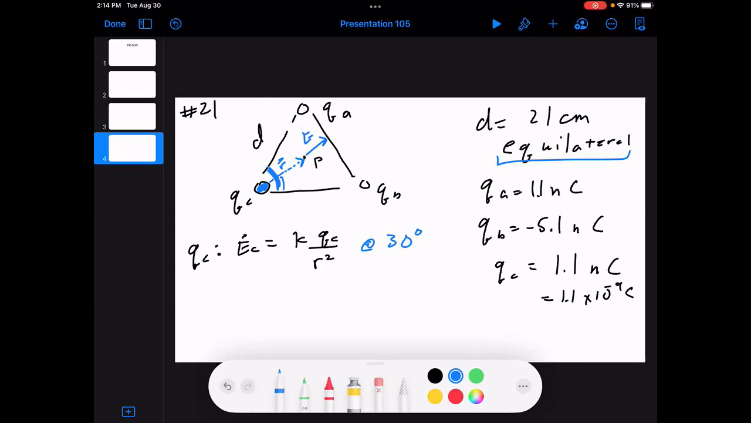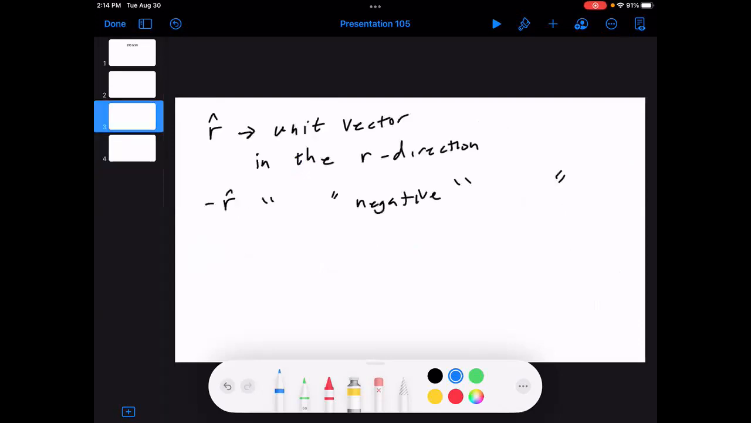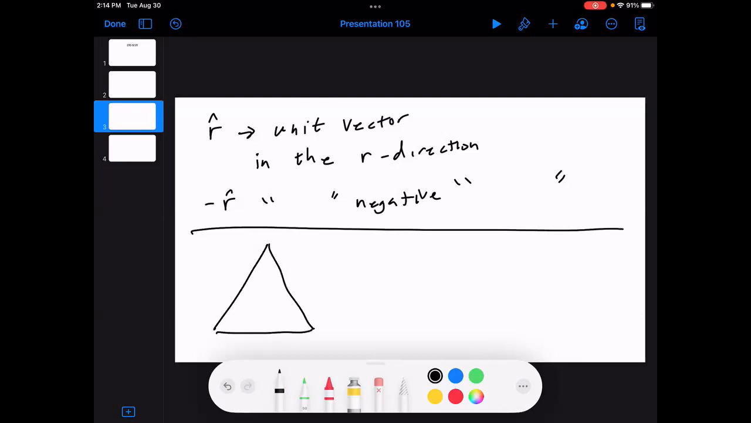The next bit of geometry we're going to do is figure out r. I'm going to go back to this page. I have an equilateral triangle. I know each side is some distance d. I need to know that distance r. What are your thoughts?